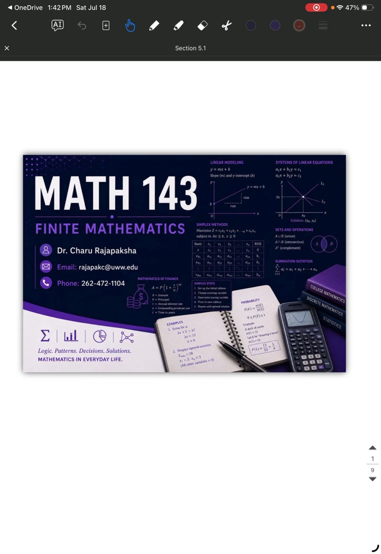By the end of today's lecture, you should be able to define financial terminology, calculate simple interest, find accumulated amount using simple interest, calculate compound interest, and also solve compound interest problems involving different compounding periods.